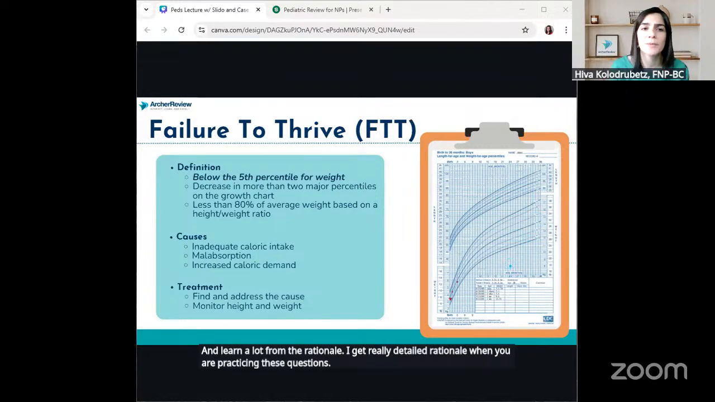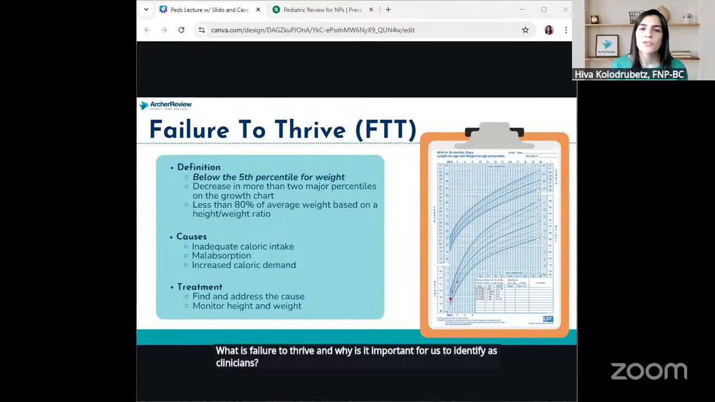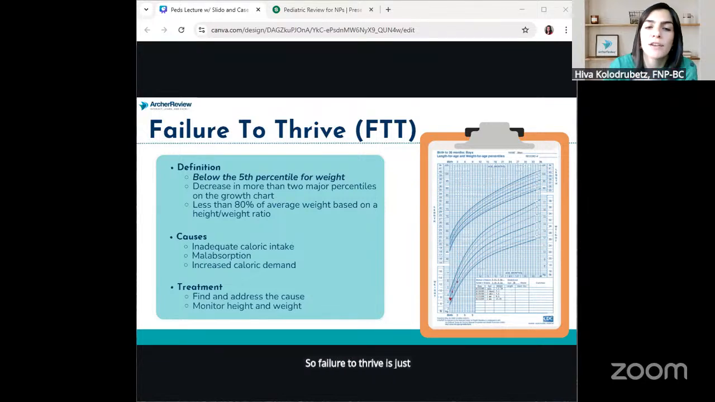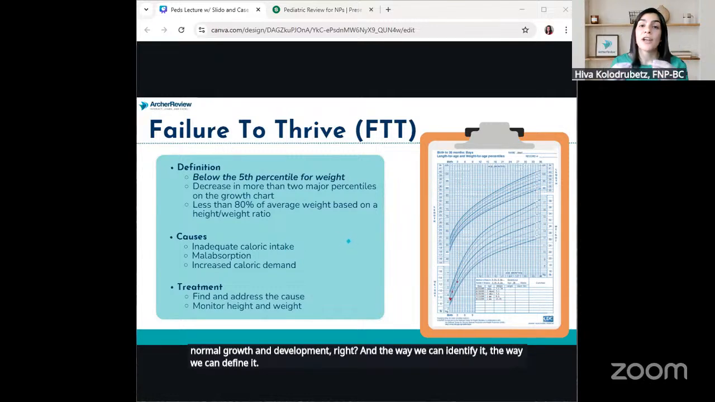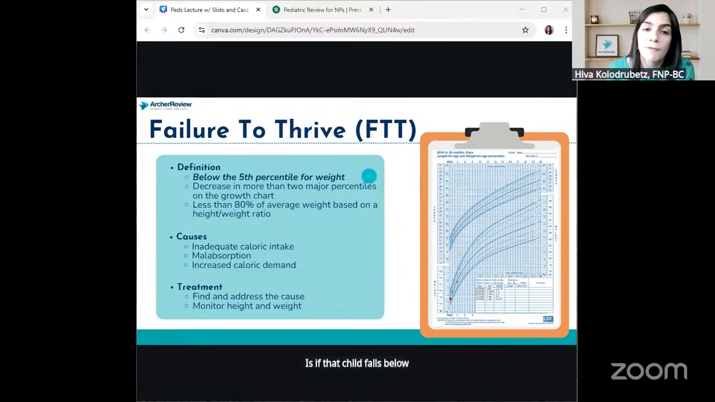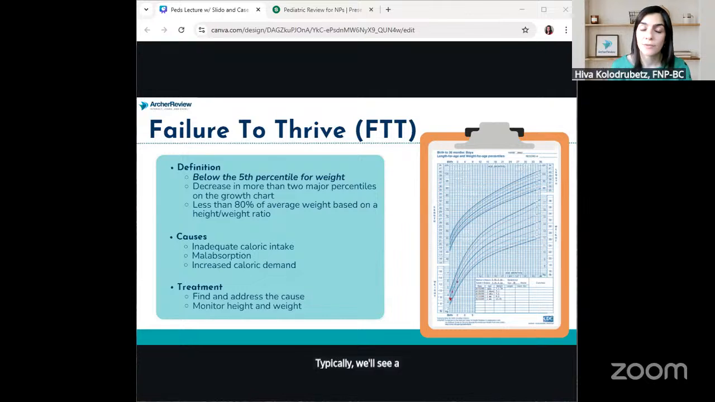Now, I want to pause for a minute and talk about failure to thrive. What is failure to thrive and why is it important for us to identify as clinicians? So failure to thrive is just when our kiddos are not meeting that normal growth and development, right? And the way we can define it is if that child falls below the 5th percentile for weight according to their age, that's going to be a big red flag. Or a decrease of 2 or more major percentiles on the growth chart. So typically that head circumference gets preserved last. It's the last to drop. Typically we'll see a drop in weight and height, right? Or length.